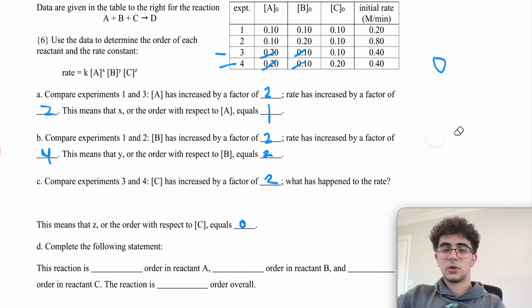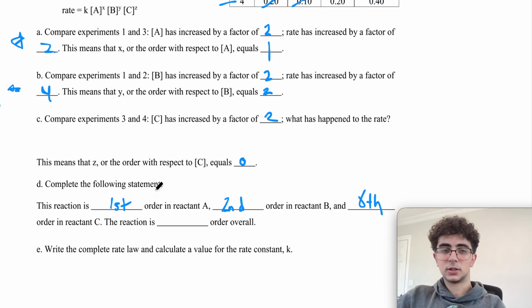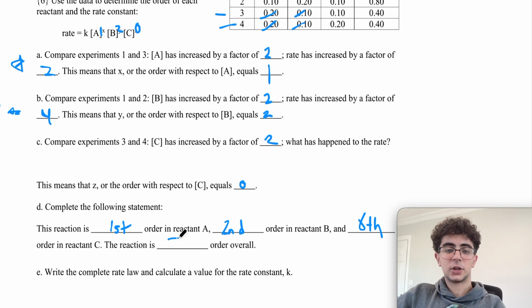Okay? So filling out the statement at the bottom, we can say that the reaction is first order in reactant A, so we figured that out up here. It's second order in reactant B, it's right here, and 0th order in reactant C. To find the overall order for the reaction, we add up the orders of all the reactants. So we have rate equals k[A]^1[B]^2[C]^0. Adding up these powers, 1 plus 2 plus 0 equals 3. That means the reaction is third order overall.